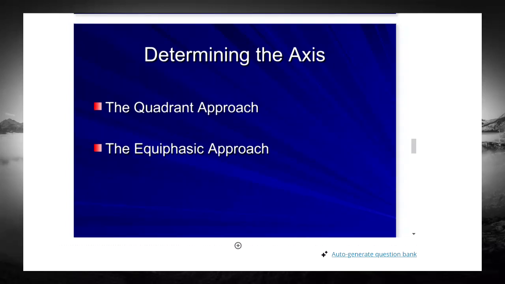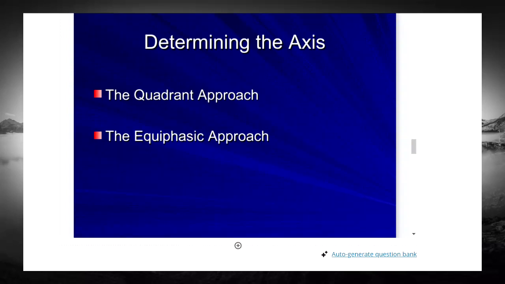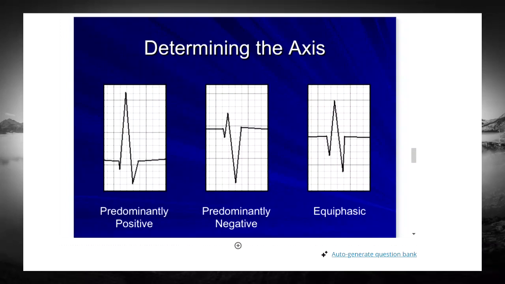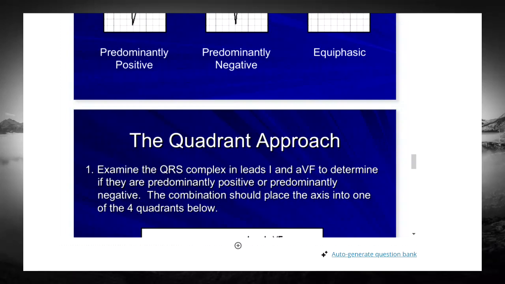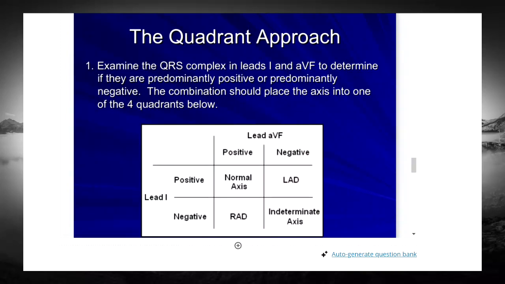So there are two different ways of determining the axis. We have the quadrant approach and the equiphasic approach. Again, we talked about this earlier, but remember, if something is predominantly positive, it's generally going towards that lead. Predominantly negative, going away. If it's isoelectric, meaning the same above and the same below, or flat. Flat is really no impulse at all. Same above and same below, it's equiphasic, so it's perpendicular to that lead. Those are important in the quadrant approach, especially.